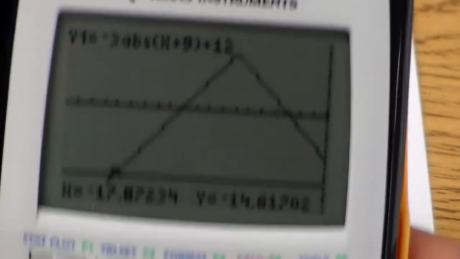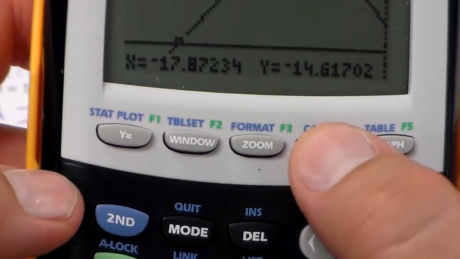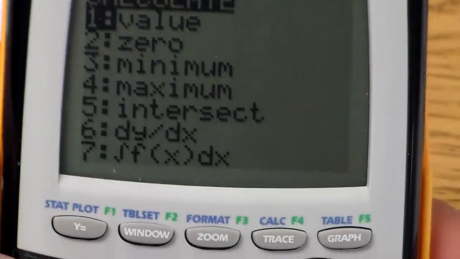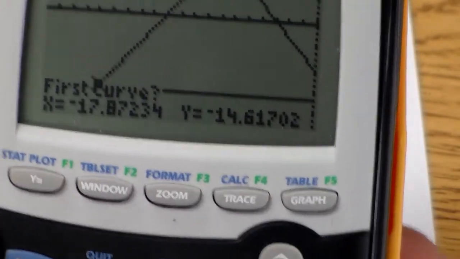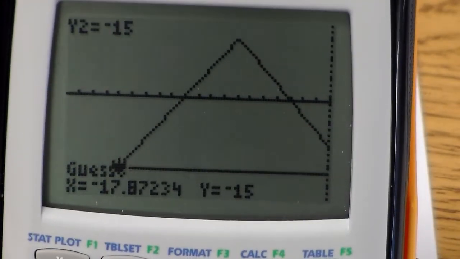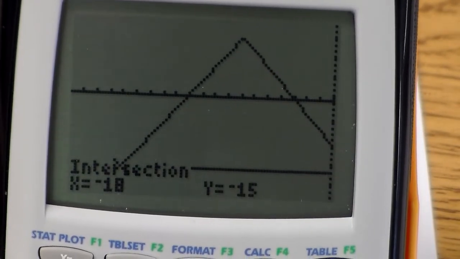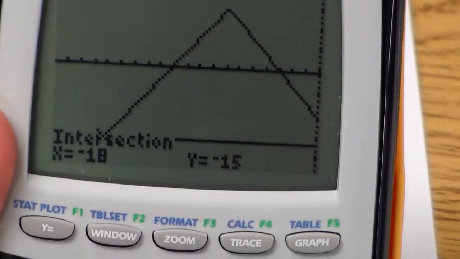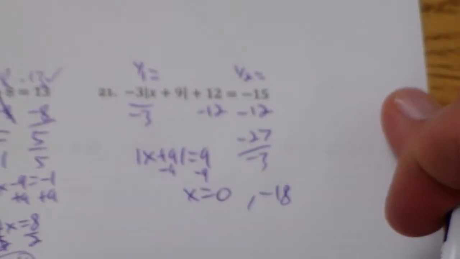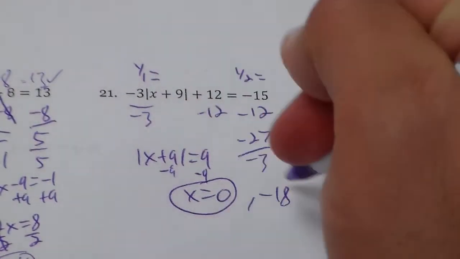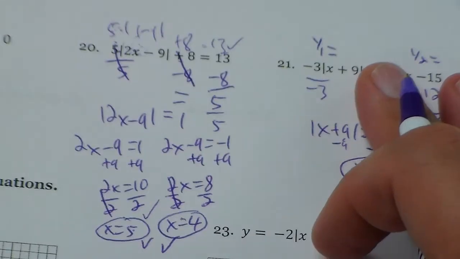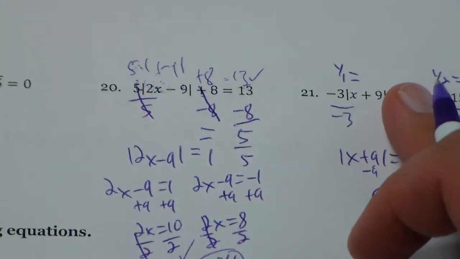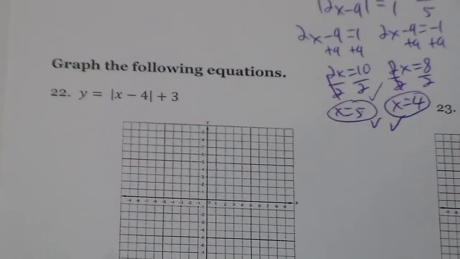You're still not sure? Okay, second calc, intersection, which is option 5. First curve, enter. Second curve, enter. Guess right there. There it is. X equals negative 18 is the intersection. So that's our other solution. And so both of those work. Boom and boom.